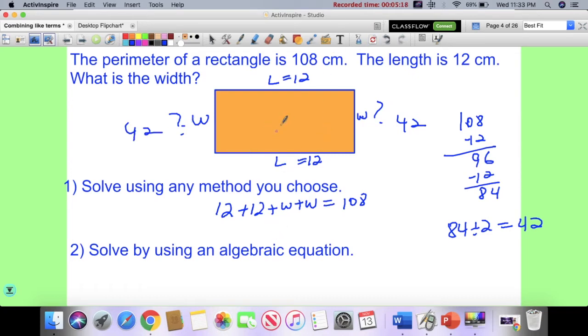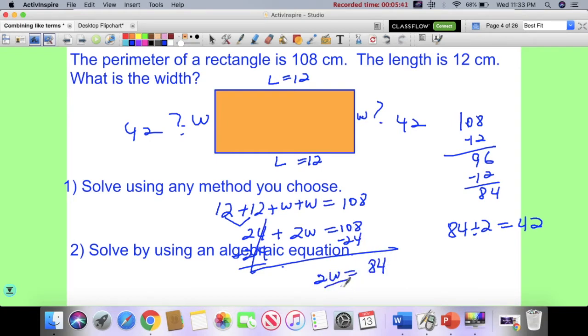Now algebraically, I can combine these two and I get 24. W plus W is 2W equals 108. And I can subtract 24 from this side, subtract 24 from that side. These cross out, I get 2W equals 84. Divided by 2, divided by 2, and W equals 42.